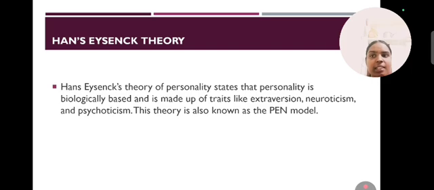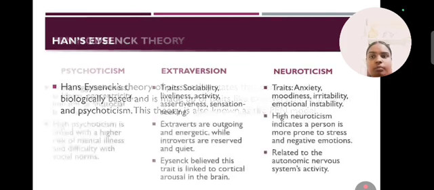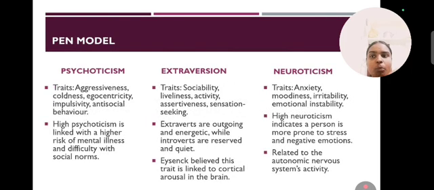Eysenck theory. Eysenck's theory of personality states that personality is biologically based and is made up of traits like extraversion, neuroticism, and psychoticism. This theory is also known as the PEN model. In this PEN model, the P stands for psychoticism, E stands for extraversion, and N stands for neuroticism.